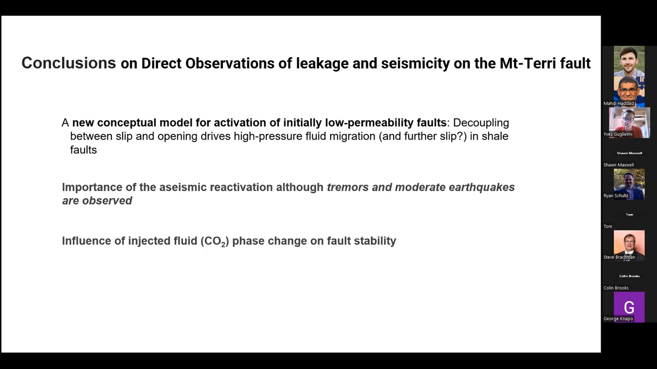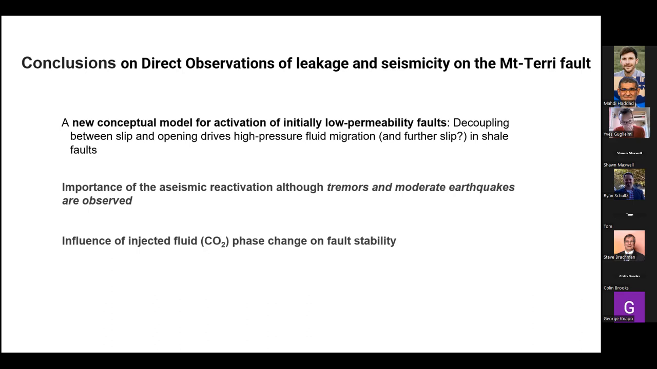This part is mainly aseismic, but some exotic earthquakes, I would call them, like tremors and noise, are observed. And at the end, if we inject a volume large enough, it seems that we can create some microseismicity.